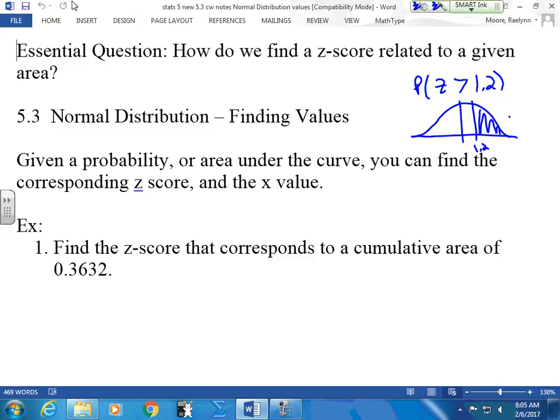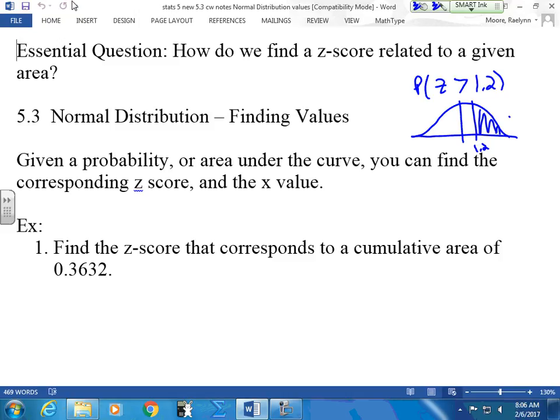This is a little different. We're going to do the reverse. I'm going to give you the area, and you're going to find me the z-score. It's the same difference, and you can use the same table. However, I don't think you would want to use that table. If you use the table for a lookup, I'll show you how they do it. I don't use the table.